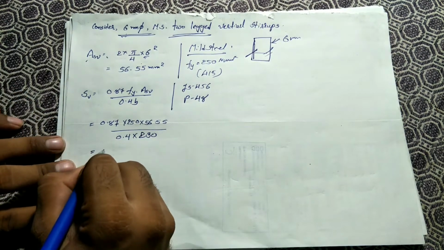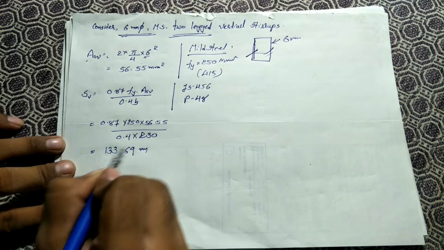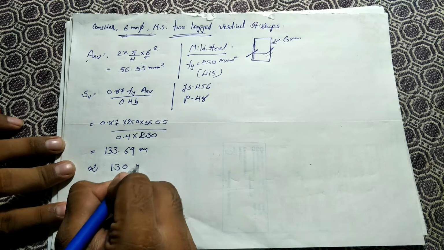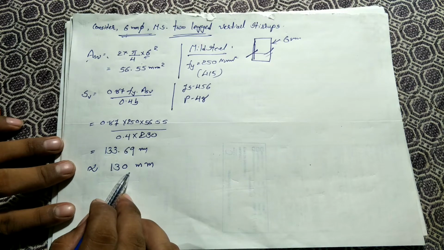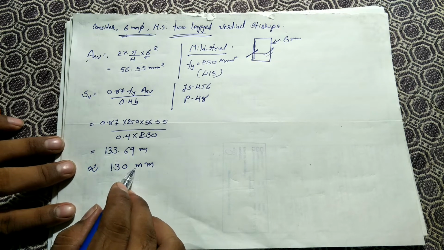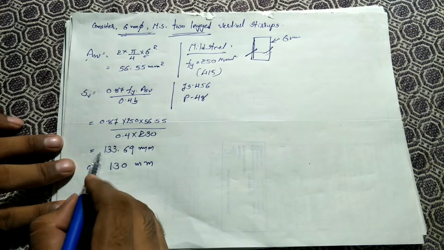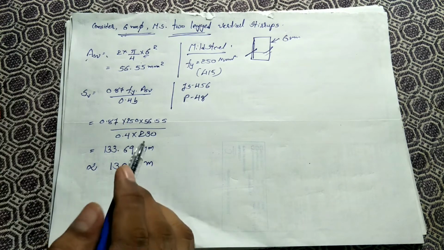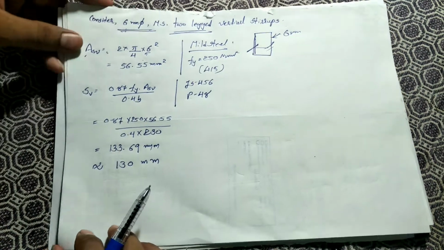So this calculation comes to 133.69 mm. So let us take it as 130 mm. So provide spacing between these two reinforcements as 130 mm.